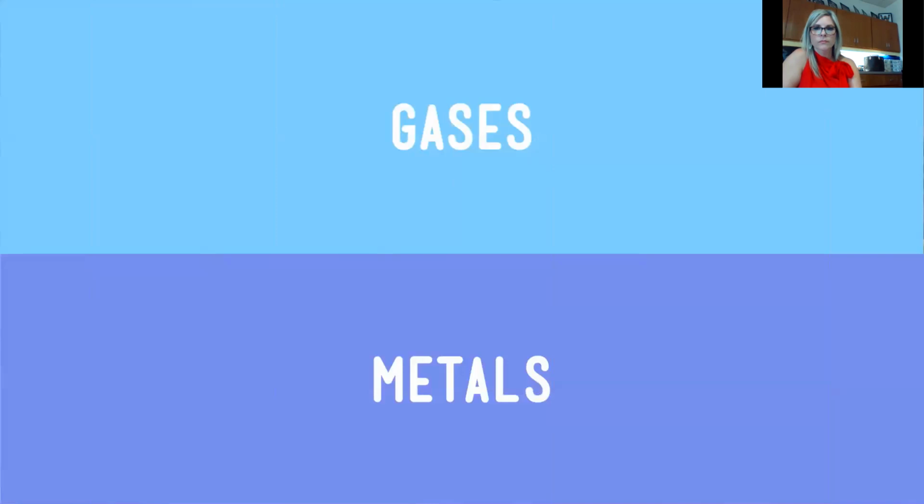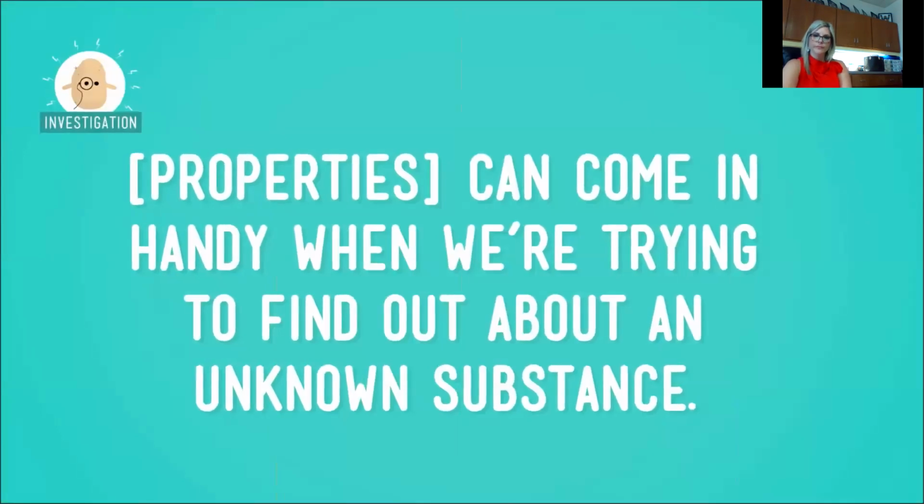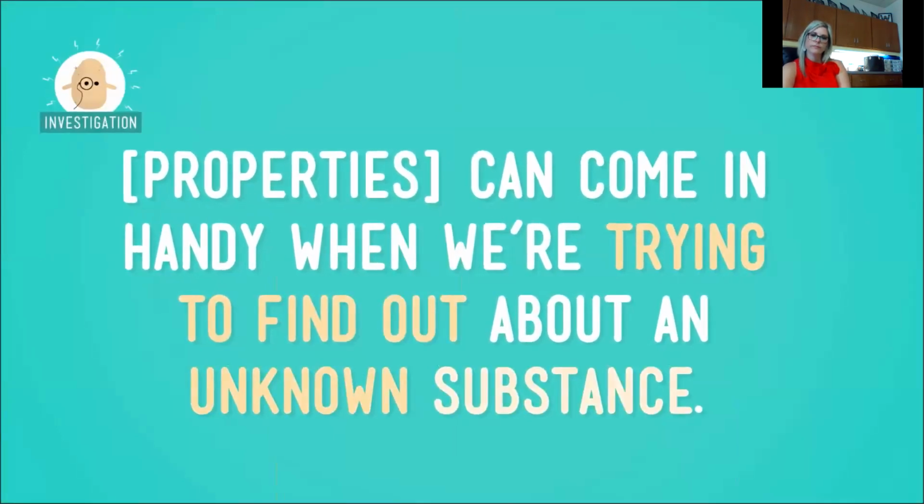Light passes through them. If we think about some of the gases we know and love, like carbon dioxide and oxygen, we find that they have these properties. Both of these gases fill up the space they're in and are transparent. Gases and metals are just two examples of groups of substances that have specific properties. And because the properties are pretty specific, they come in handy when we're trying to find out about an unknown substance. So, let's get the investigation rolling.